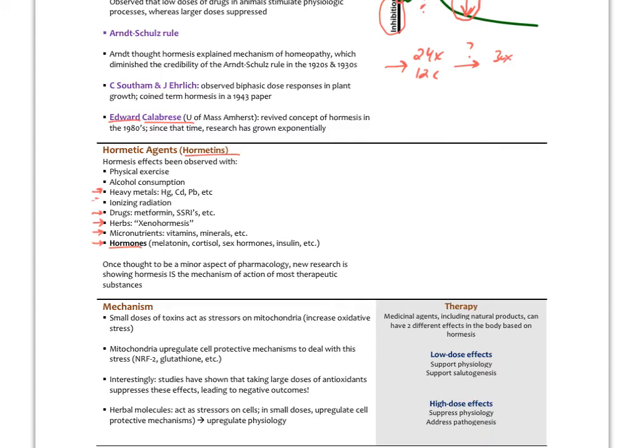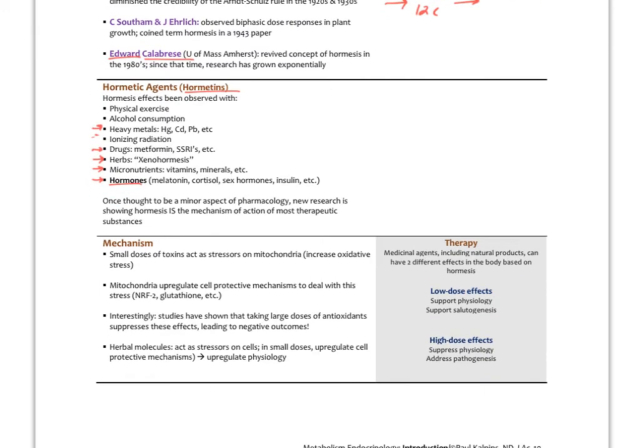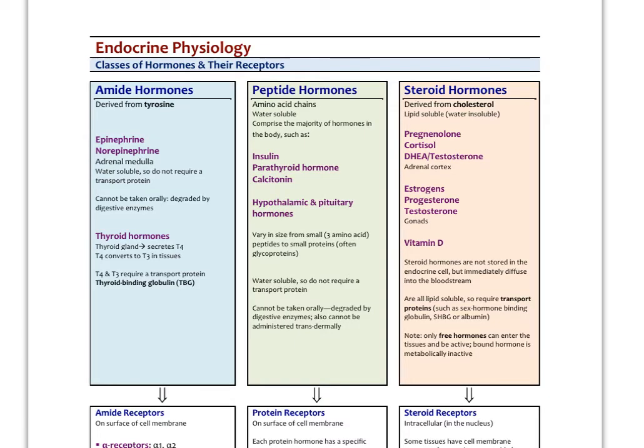All right, so that is hormesis, and here is the mechanism. So we can really talk about the two different effects. We have low-dose effects that support your physiology, and they support actually healing of the tissues. And again, that term, I'll talk more about it later, is called salutogenesis. That's supporting the conditions for health. And then high-dose effects would be addressing pathogenesis, like suppressing inflammation, antipyretic, anti-inflammatory, etc. So the anti-approach is the high-dose approach. So we're going to look at both of those, but I just think it's important at this point to understand that basic concept.